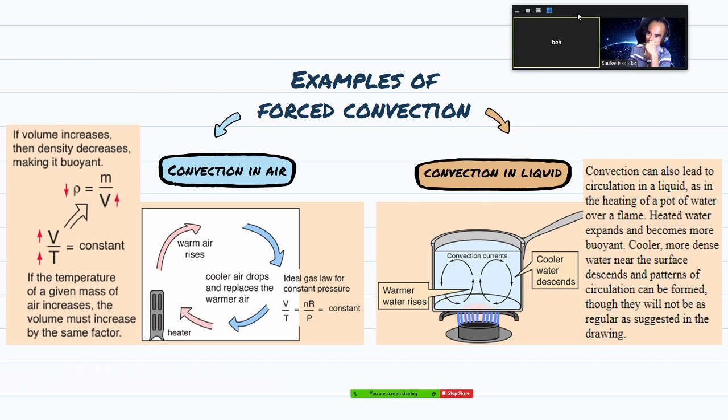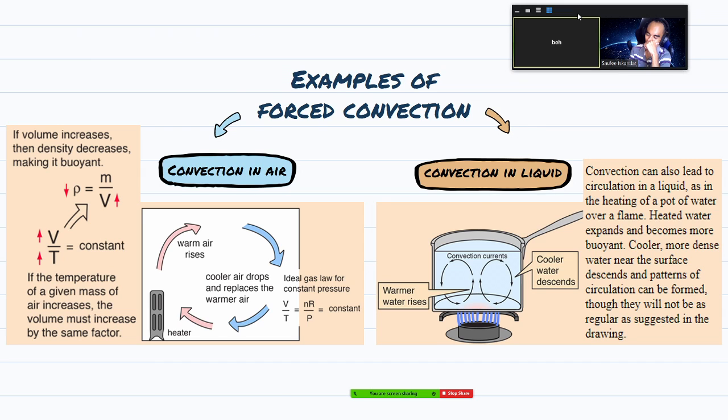Okay, next one is an example of forced convection. There are two kinds: convection in air and convection in liquid. In convection in air, if the volume increases, then the density will decrease. So if the temperature of a given mass of air increases, the volume must increase by the same factor.